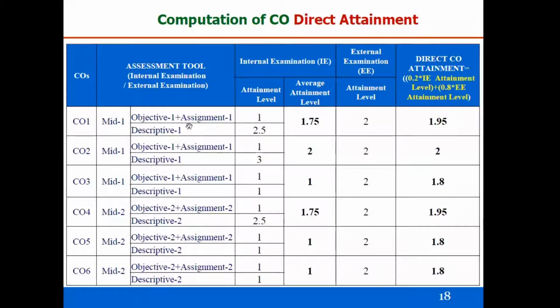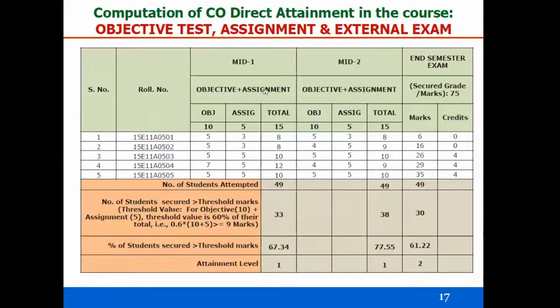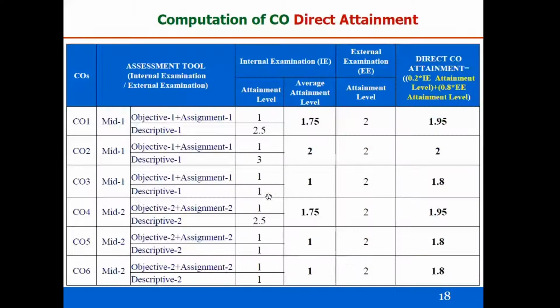Then go back to objective 1 plus assignment 1. First let us see this objective plus assignment for mid 1. What is its attainment value? Because this mid 1 is related to CO1, here you have to consider level 1. Let us see CO2, also related to mid 1. The same level only we have to consider. CO3 is also related to mid 1, so we have to consider it. Why?